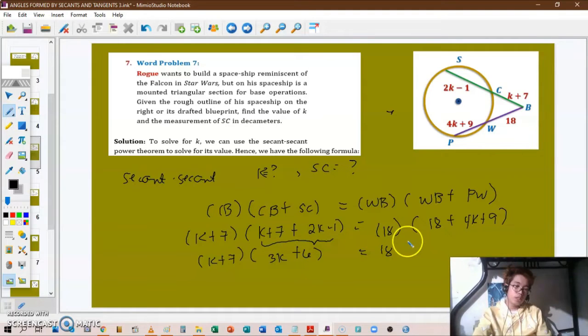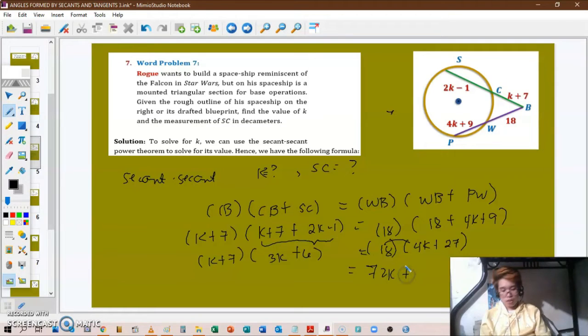Okay, so from here, wait, we can still simplify this one. 18 plus 9, so that's going to give us 27. And then we have here 4K, so 4K plus 27. So from here, guys, we can distribute this one. 18 times 4, that's going to give us 72K, plus 18 times 27, which is going to give us 486.